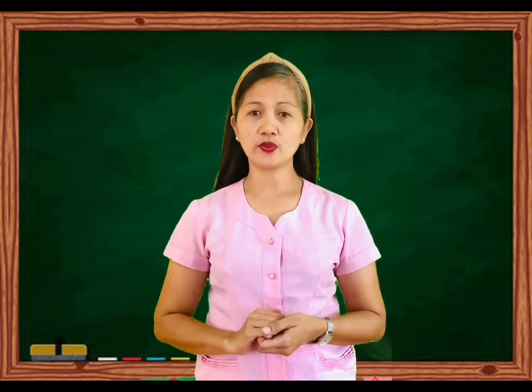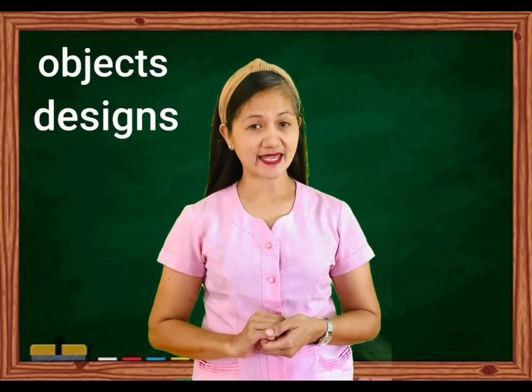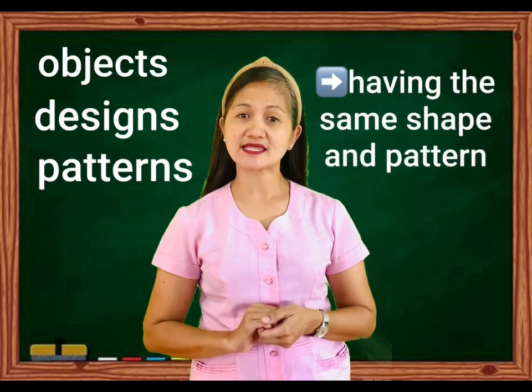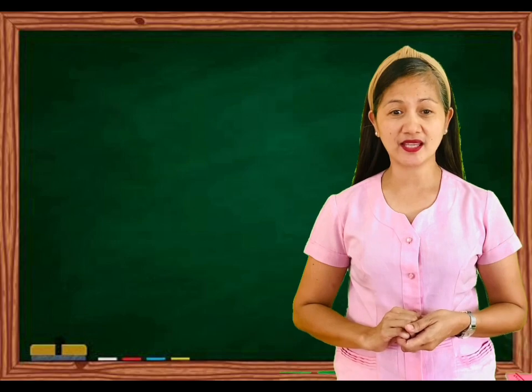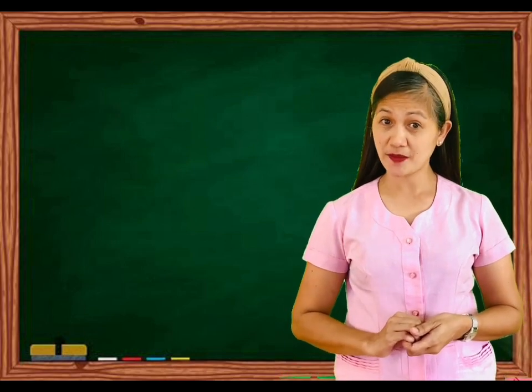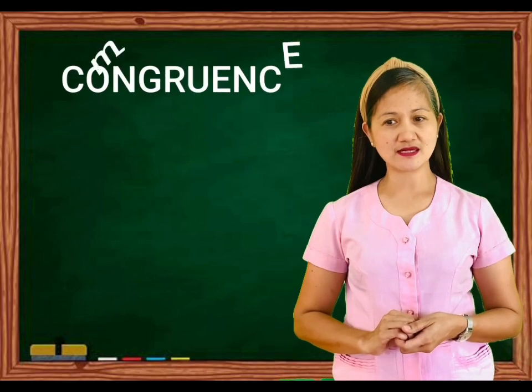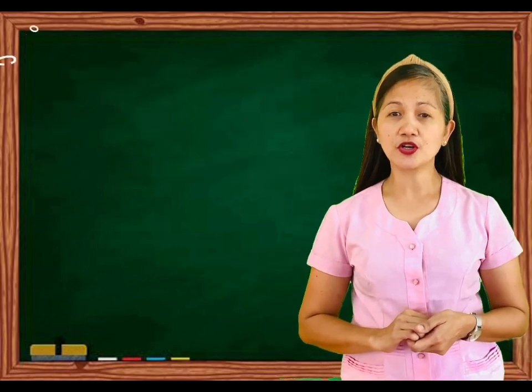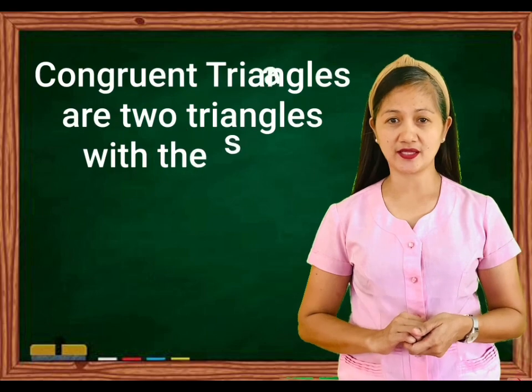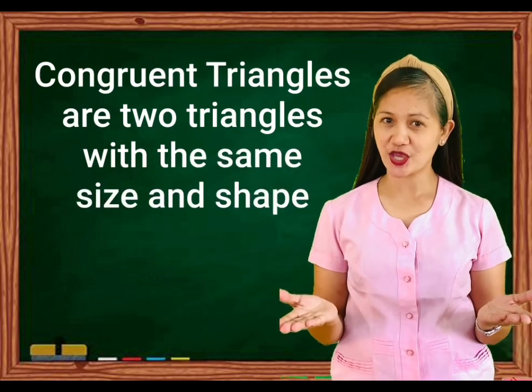Everywhere we go, we often see objects, designs, and patterns having the same shape and pattern. Look around you. Have you seen triangles with the same size and shape? Congruence means same size and same shape. Therefore, congruent triangles are two triangles with the same size and shape.